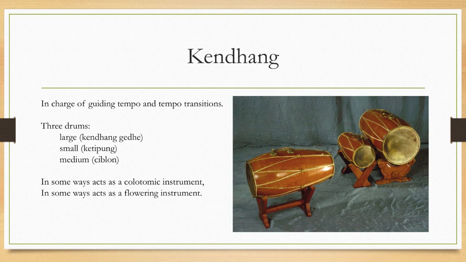And finally, the last instruments we went over were kendang. These are the drums. They are in charge of guiding the tempo and all the tempo transitions. Typically, for Central Javanese gamelan, we have three different drums that are used. The largest, kendang gede, the smallest, ketipung, and the medium drum called ciblon. And in some ways, they mark out the form, acting as a colotomic instrument. In some ways, they fill in some more detailed playing, and they act as a flowering instrument.